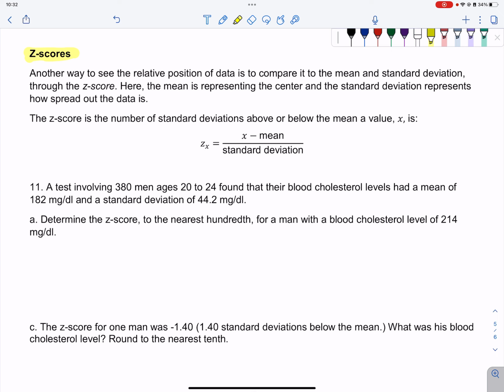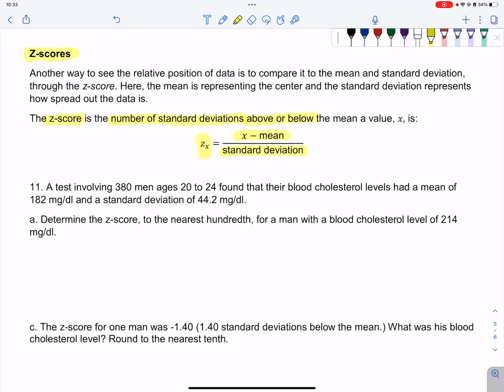Essentially, the z-score tells us the number of standard deviations above or below the mean a certain value x is in the data set. And we can calculate this: our z-score for this data value x is equal to that data value minus the mean, and then divide that by the standard deviation.